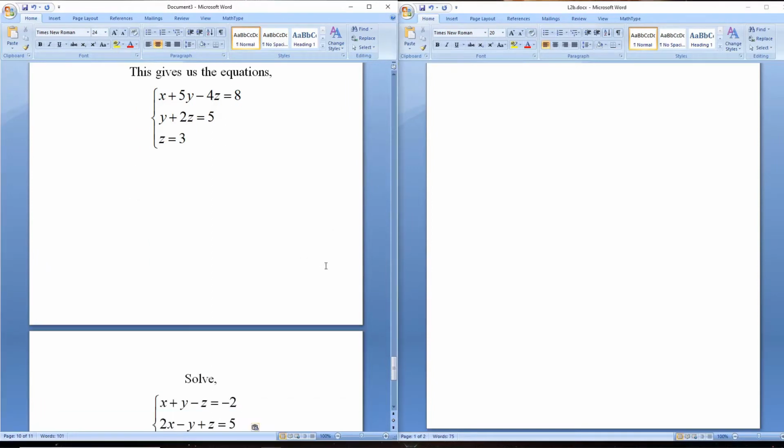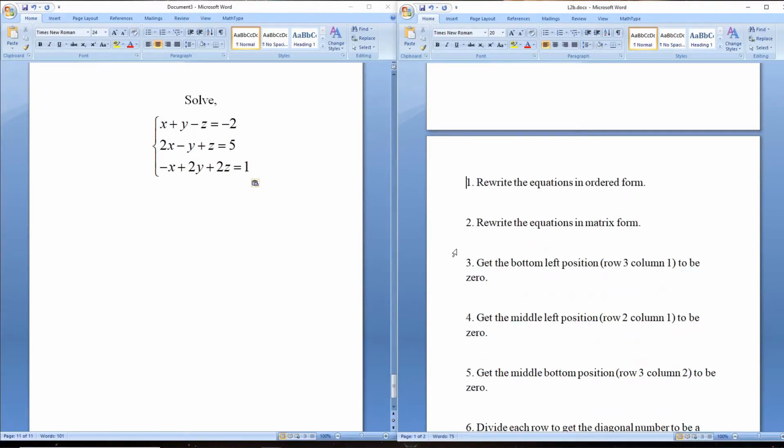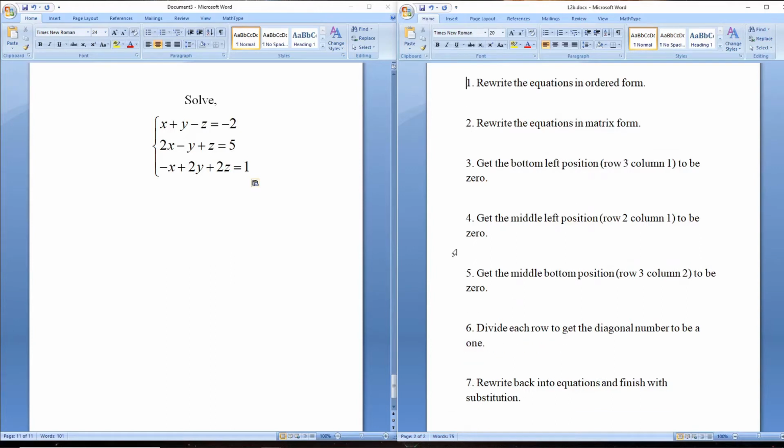So let's try solving this set of equations. Now I did put together a set of steps you can do that will get you to your answer. On the right here, I'm going to pull up these 7 steps, and if you follow this, you'll get to your answer. So let's check that out.